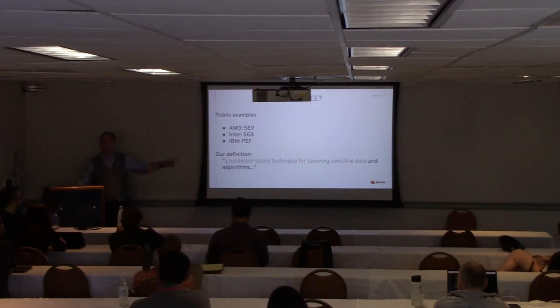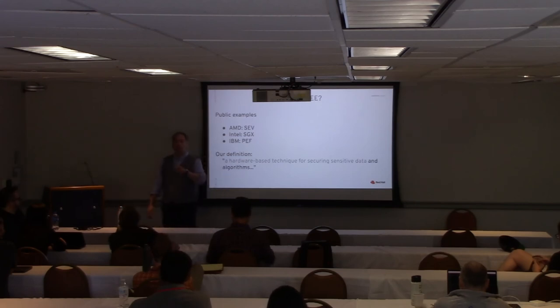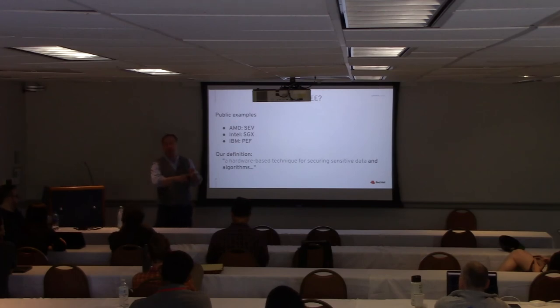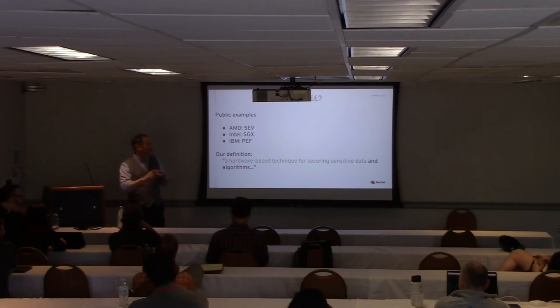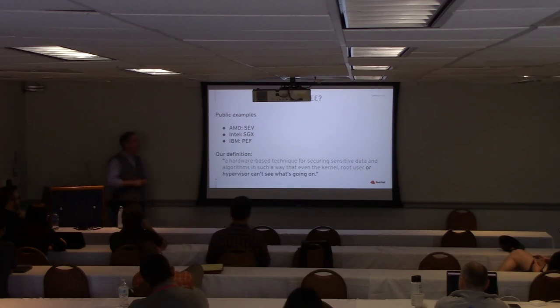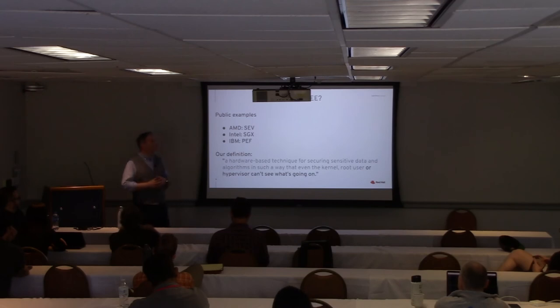and algorithms. Okay, this is not just stuff at rest. We've typically in the past thought of securing and encrypting data at rest, on basically storage, and in transit, basically over the network. But this is a third type. This is for in process. So while it's being processed, so algorithms as well as the data, in such a way that even the kernel or the root user or the hypervisor can't see what's going on. So that's our definition of a TEE.